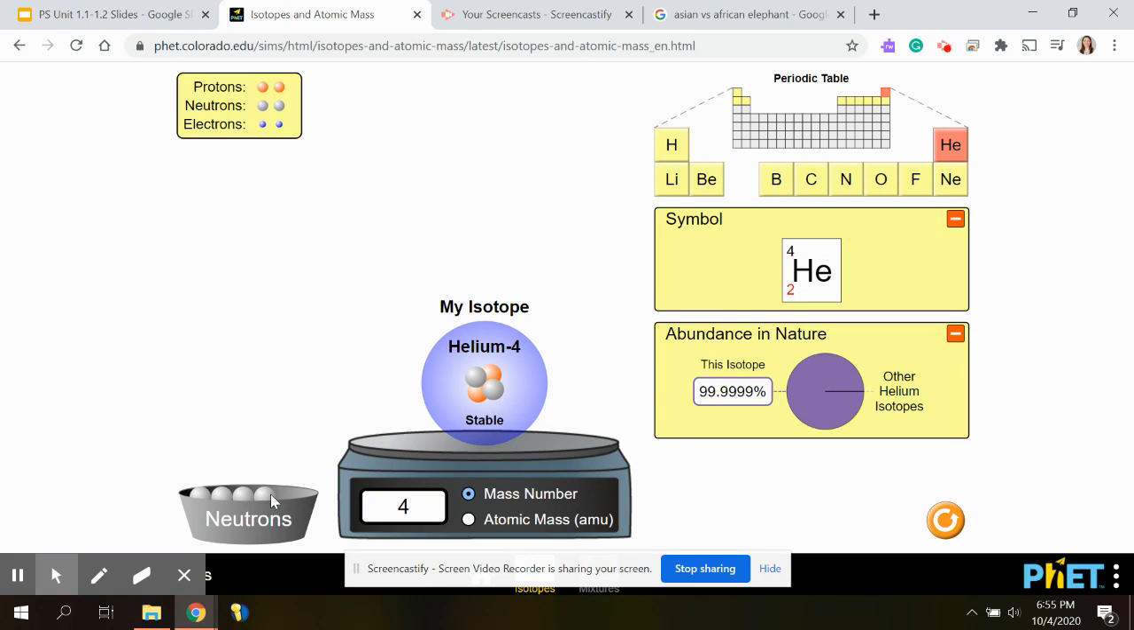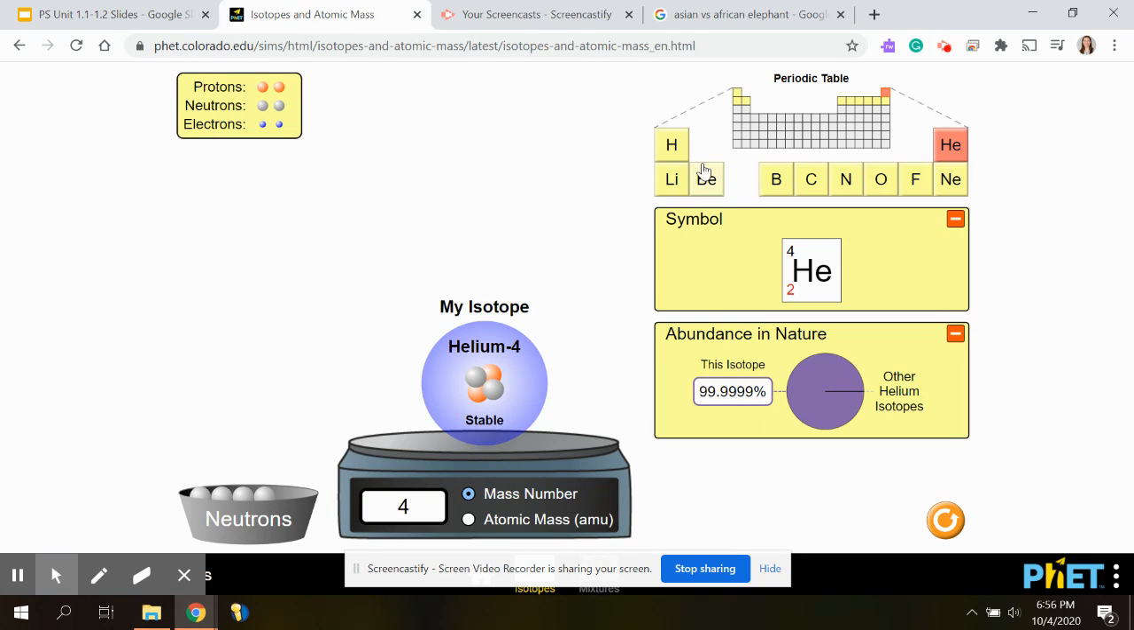So by adding a neutron, I'm doing a couple other things. Number 1, I'm changing the mass number. So I'm adding mass to this. Number 2, I am making this one unstable. See how it's shaking back and forth? So that atom is unstable.